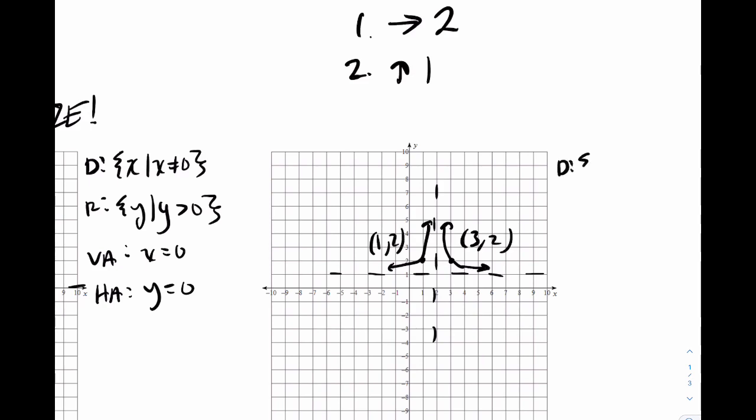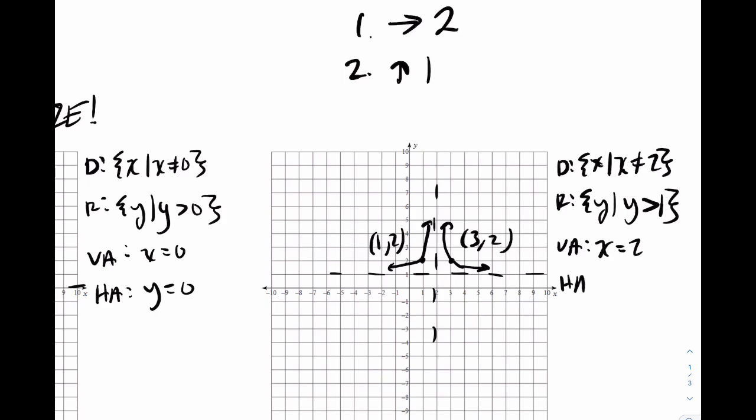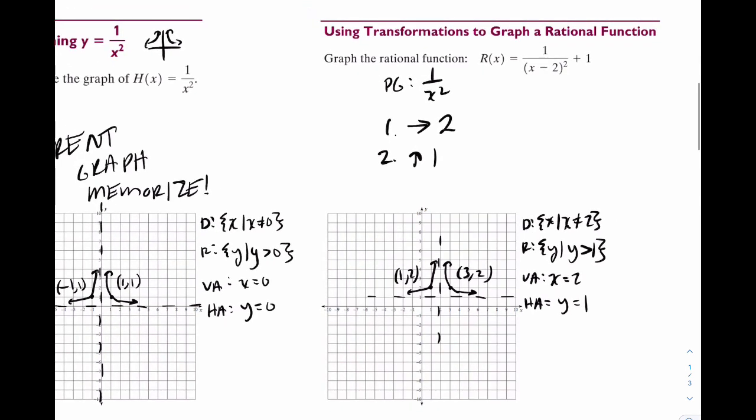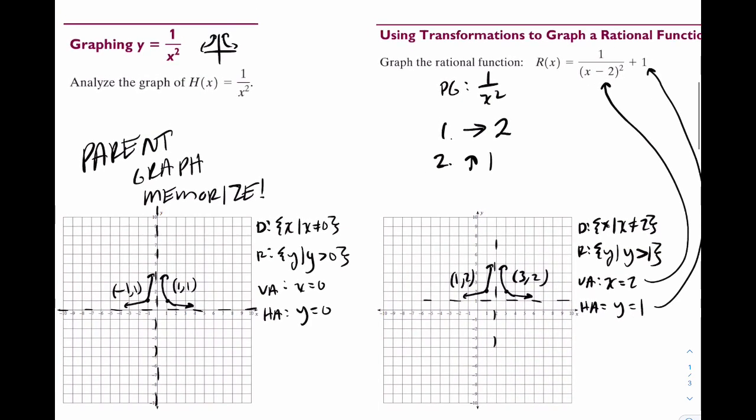The domain is all x such that x cannot be 2. And our range is all y such that y is greater than 1. Our VA is x equals 2. And our HA, y equals 1. And again, notice how VA is right there, HA is right there. And that's it.